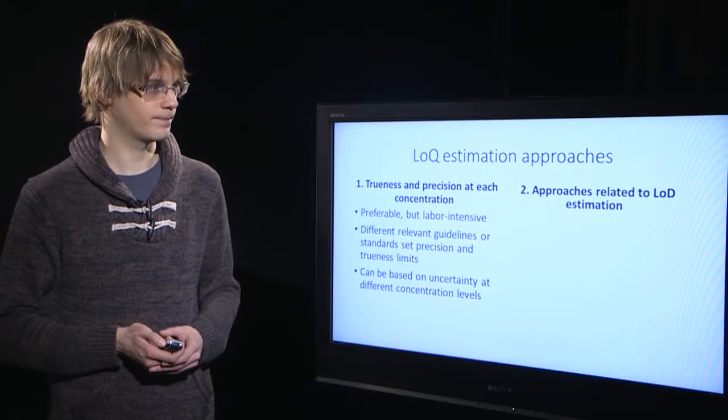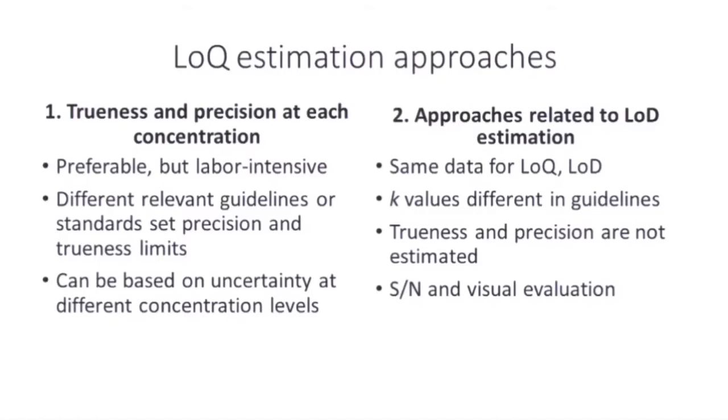So in the second group, most of the times the same data can be used to estimate limit of detection and limit of quantitation. However, the difference here is that the k-value, which in LOD is taken from student coefficient, is different. For example, if we are estimating LOD, we can take the k-value as 3.3, but in case of limit of quantitation, we can use the value of 10.